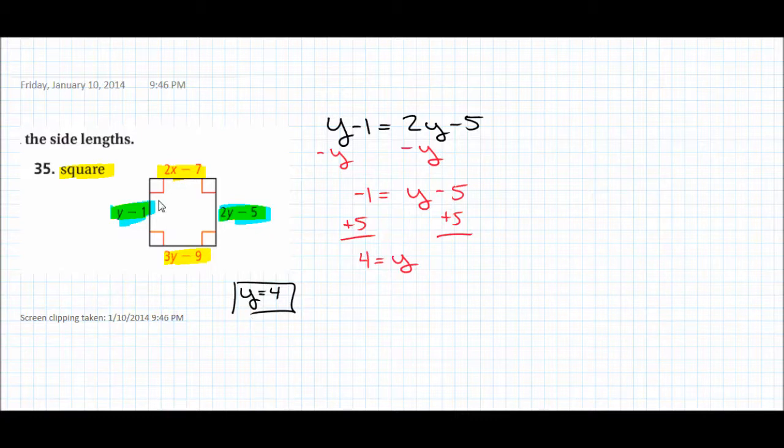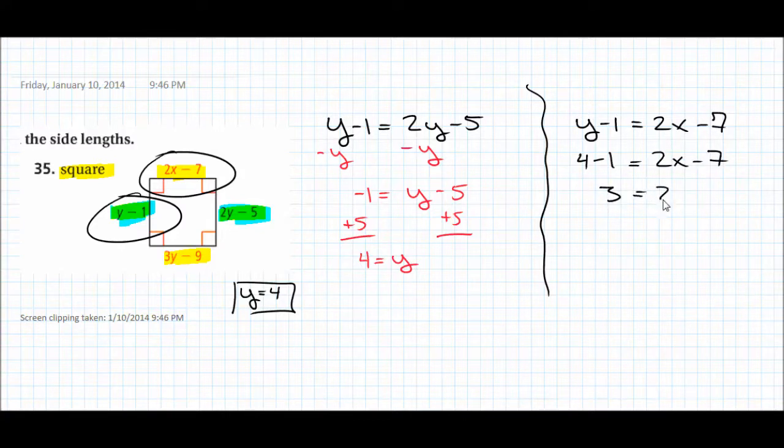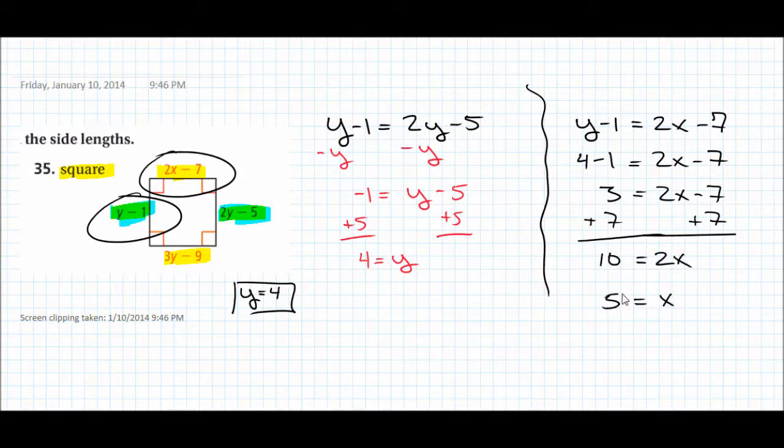So I got two equations. I'll circle them. y equals y minus 1 and 2x plus minus 7. So I'll say y minus 1 is equal to 2x minus 7. We'll plug in the value we have for y, which is 4 minus 1 equals 2x minus 7. So that would be 3 equals 2x minus 7. Add 7 to each side, and we get 10 equals 2x. Divide each side by 2. So we get x equals 5.